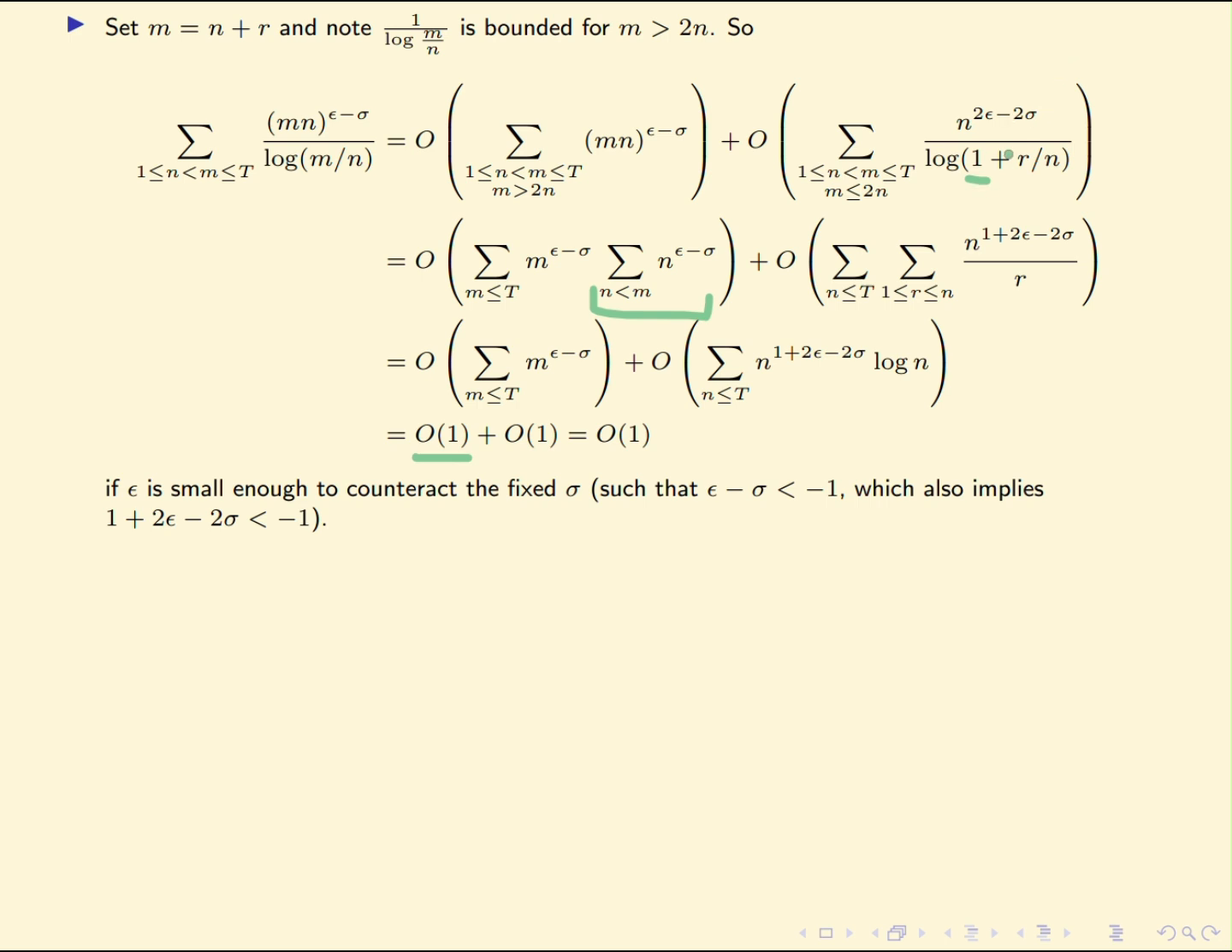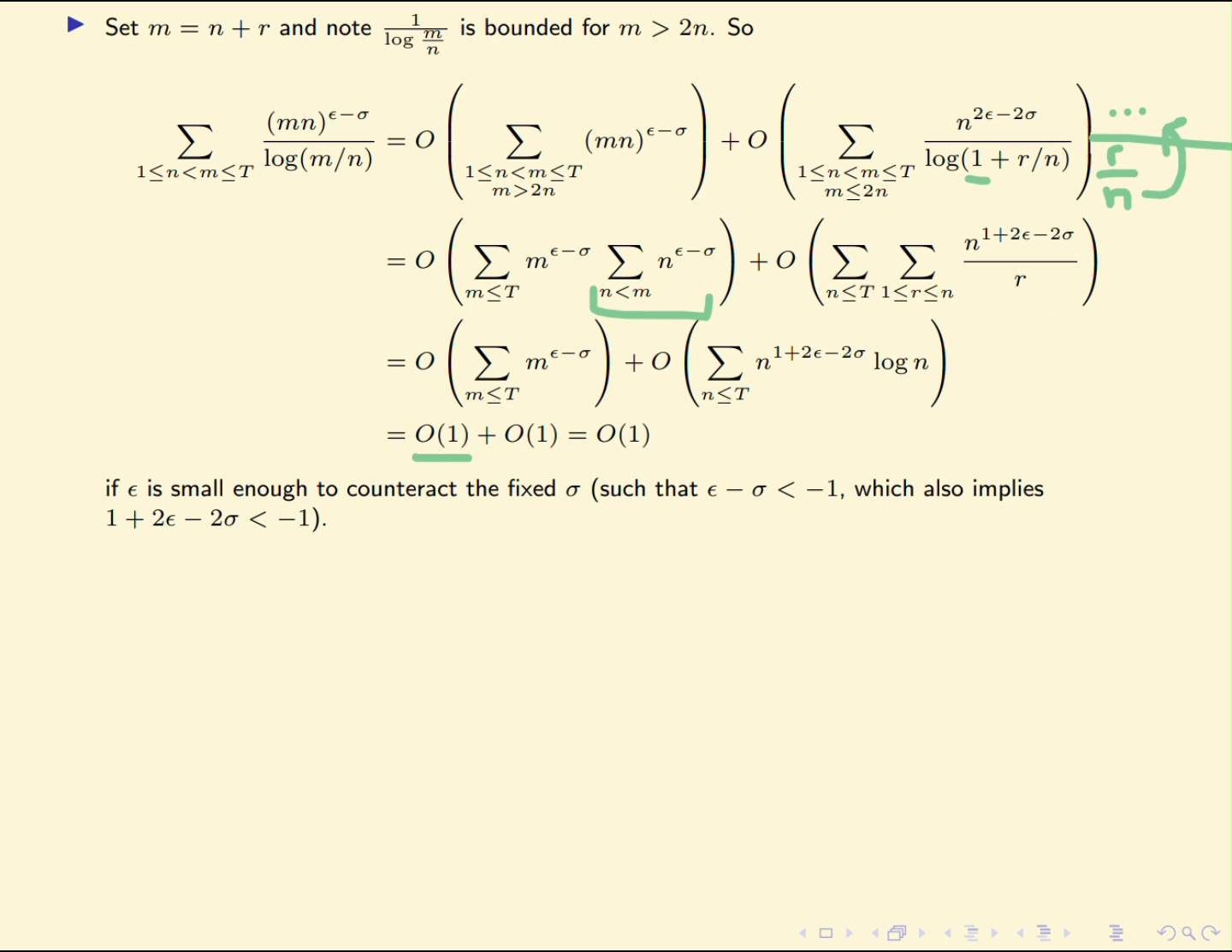Okay, and then if you write the log as a Taylor series, the biggest term of that is going to be the r over n, from the Taylor series of log of 1 plus r over n. Then you have something divided by r over n, so the denominator is still going to remain r, and I can move this n to the numerator, so multiply by n in the numerator. That's why this thing becomes n to the 1 plus this exponent here, and then divided by r.